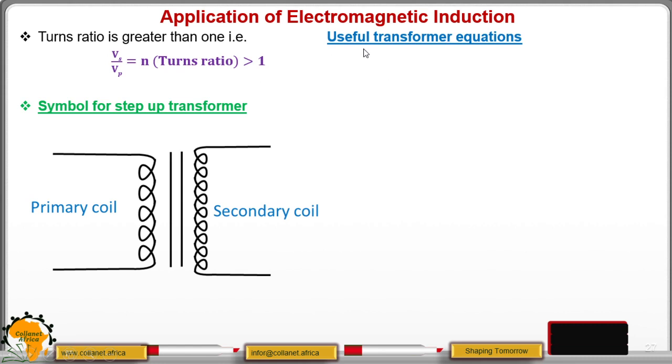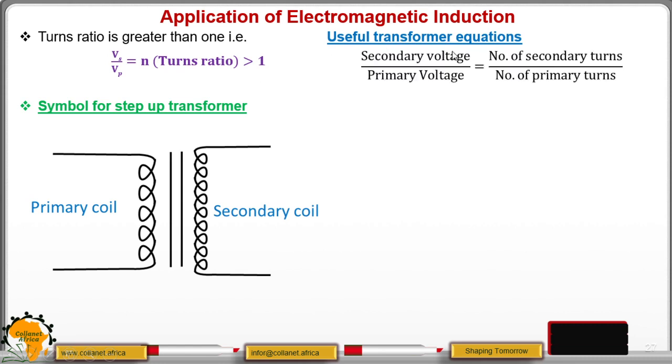Now we move to useful transformer equations. We have seen that the secondary voltage divided by the primary voltage is equal to the number of turns in secondary divided by the number of turns in primary, and this is what we have called the turns ratio. This formula is what we call the turns rule.